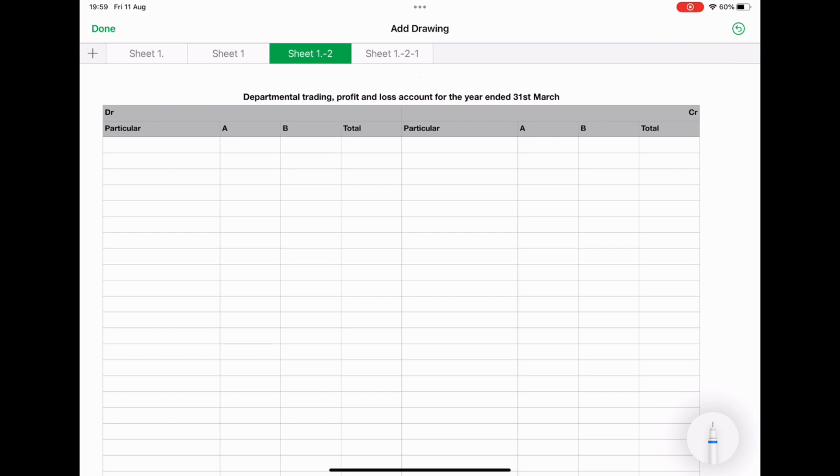Always we start with opening stock. To opening stock, nothing but stock on 1/4/2014. They have given 3,400 for A, 1,100 for B, total 4,500. Next, immediately after opening stock, purchases is 43,000 for A, 25,000 for B, total 68,000. Use calculators.